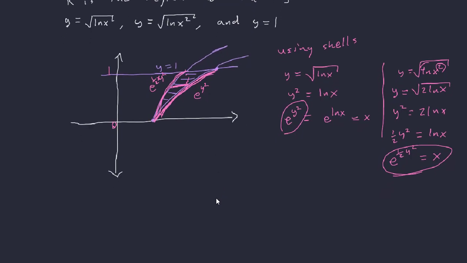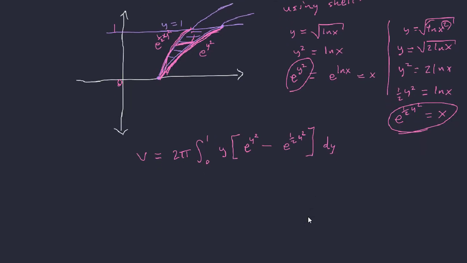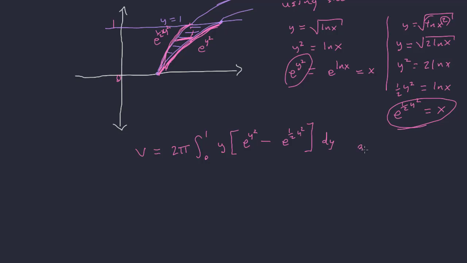All right. Now, we have everything we need, right? The volume is going to be 2 pi times the integral from 0 to 1 of y times, so it will be the right side, e to the y squared, minus the left side, which will be e to the 1/2 y squared dy. Okay. So we're going to use our quick u substitution. It's been a while. Okay, and you'll see why in just a second. It's going to make things a little easier for us.